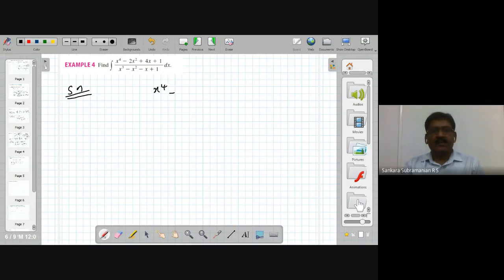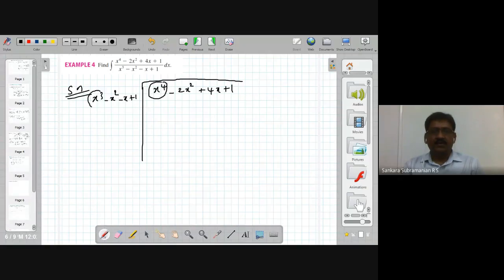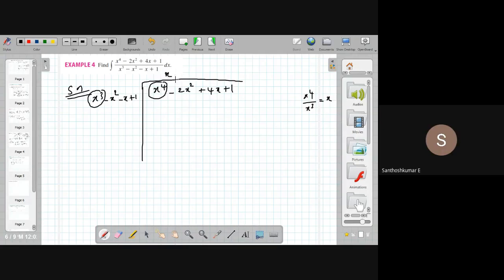x to the power 5 minus x to the power 4 minus 2x square plus 4x plus 1 must be divided with x cube minus x square minus x plus 1. How to do that? It should have x power 4, x cube, divide and see. You will be getting x, that x to be taken as a quotient.